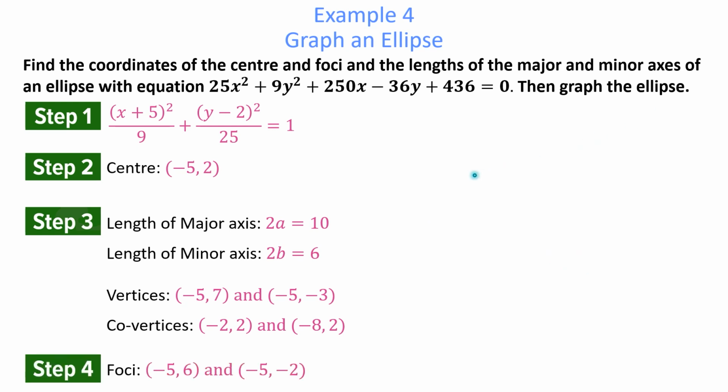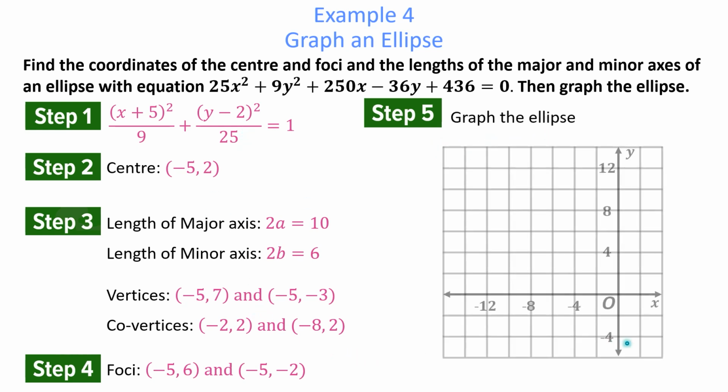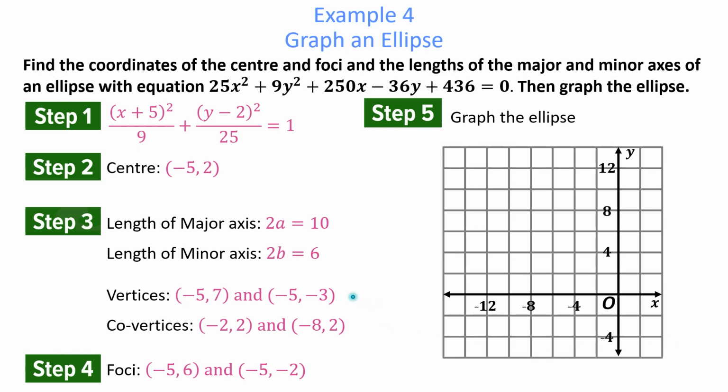Now all that's left to answer the remainder of this question is step 5, which is to graph the ellipse. So we have all the information we actually need. So here's our graph. And in fact, we'll just plot in the vertices and the co-vertices, and then we can use this to draw in our ellipse.